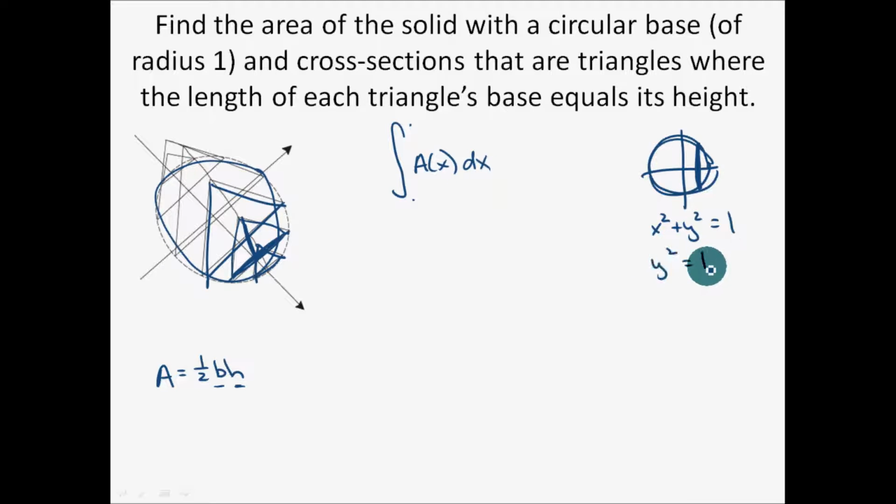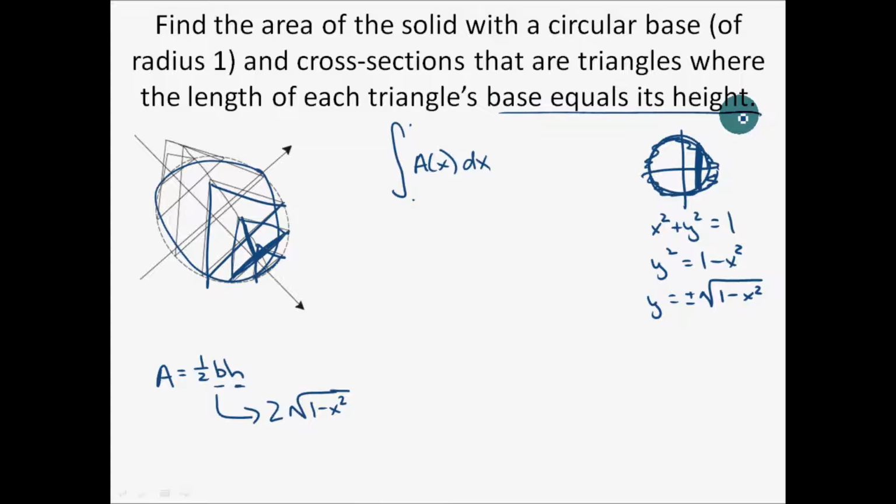So y squared equals 1 minus x squared. y equals plus or minus the square root of 1 minus x squared. Remember, the plus square root gives us the top. The minus square root gives us the bottom. Okay, so hopefully you can see the length here is 2 times the square root of 1 minus x squared. And since the base equals the height, the height is also 2 times the square root of 1 minus x squared. Okay, so the function for the cross-sectional areas is going to be 2 times (1 minus x squared). Okay, so that's our function that gives us the cross-section of each triangle.